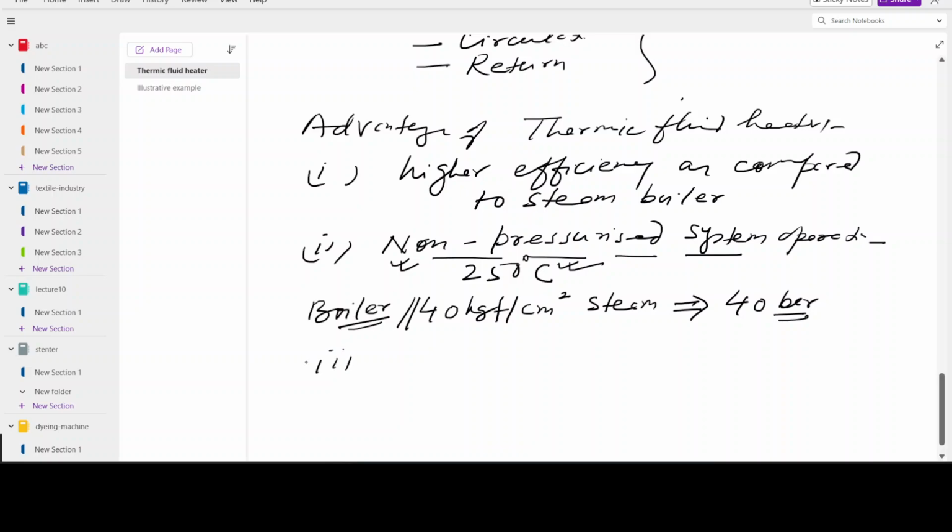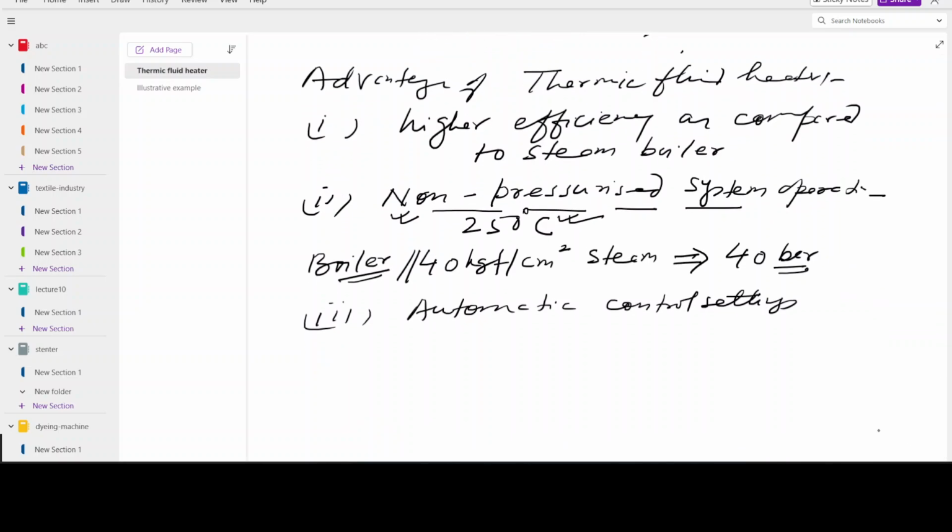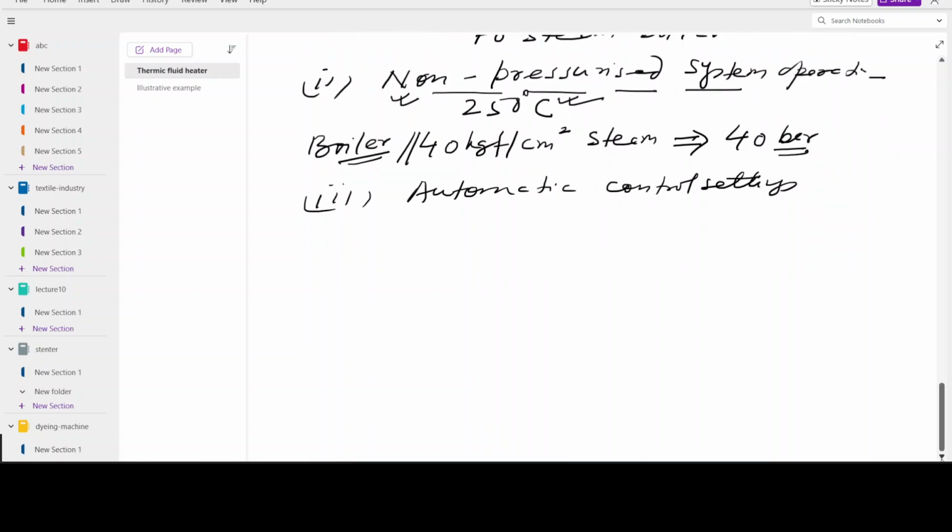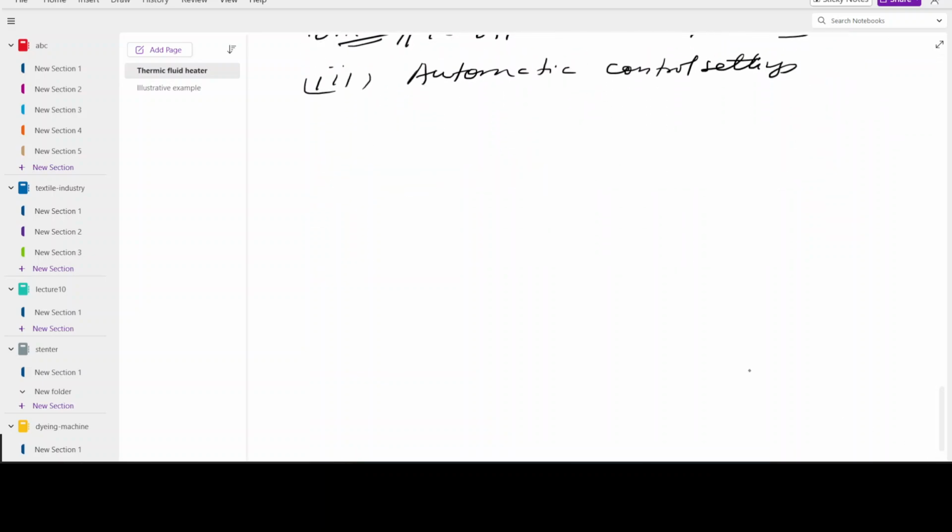And third important thing is automatic control settings. We can maintain desired temperature for desired time. We have just seen the operating principle of thermic fluid heaters and its advantages over steam boiler. Now coming to efficiency.